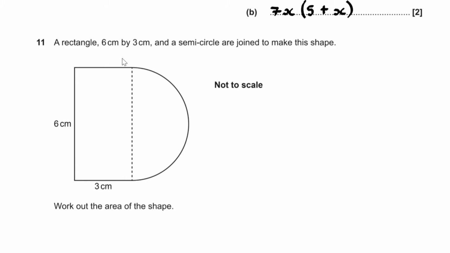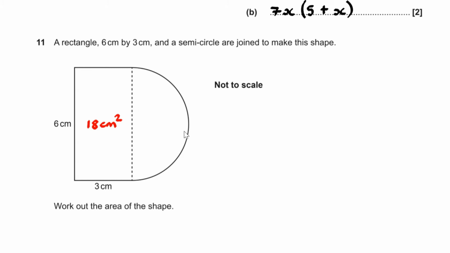Question number 11. A rectangle 6 cm by 3 cm and a semicircle are joined to make this shape. We have to work out the area of this shape. Well, the area of the rectangle, 6 times 3, that's 18. So we have 18 centimeters squared.